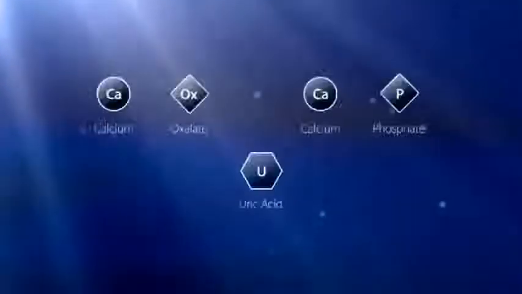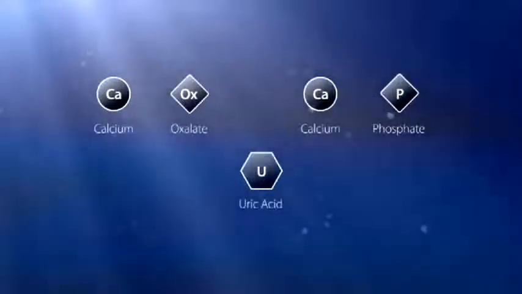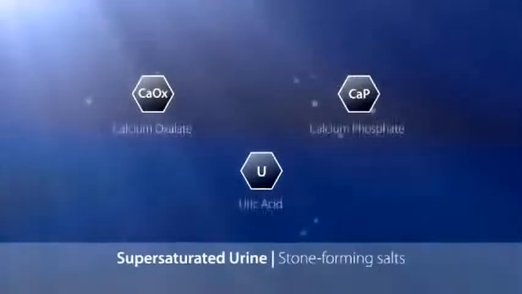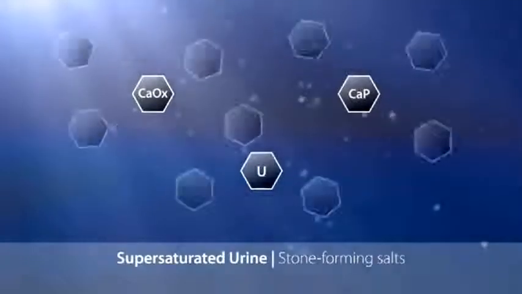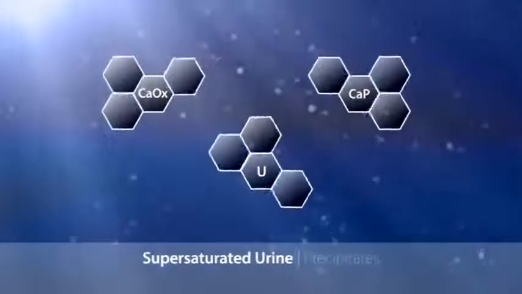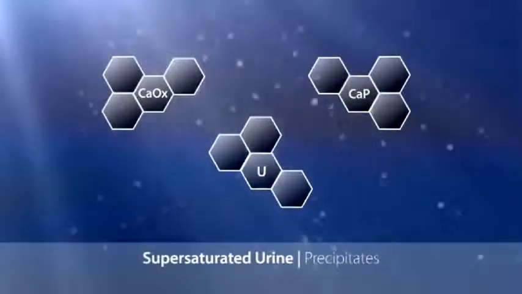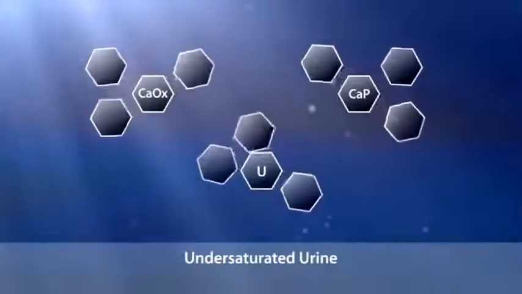Why do some crystals develop into kidney stones and others do not? One critical factor is supersaturation of the urine with stone-forming salts. Supersaturation is the driving force for crystallization. In undersaturated urine, crystals cannot form.